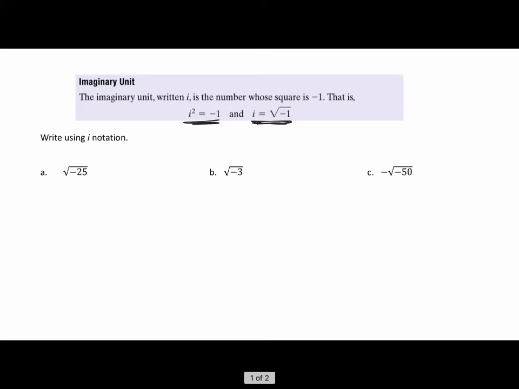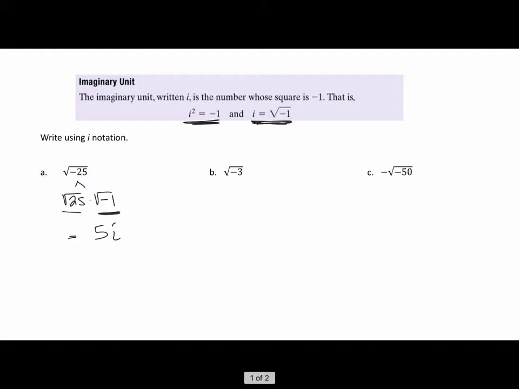So how we do this, using i notation: example A, the square root of -25. We're going to break it up by the product rule into the square root of 25 times the square root of -1, because once we isolate the square root of -1, we know that that is i. And the square root of 25 is 5, so 5 times i is 5i.